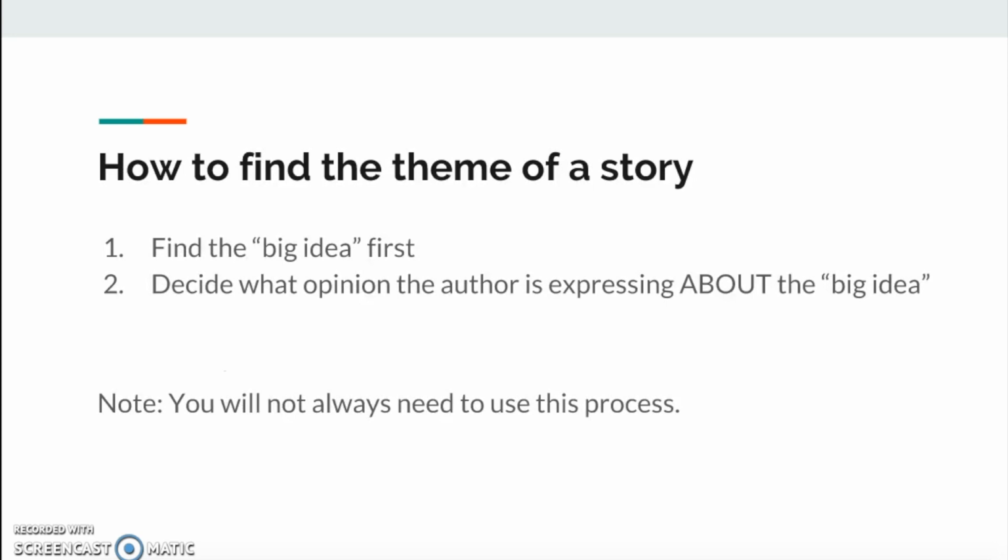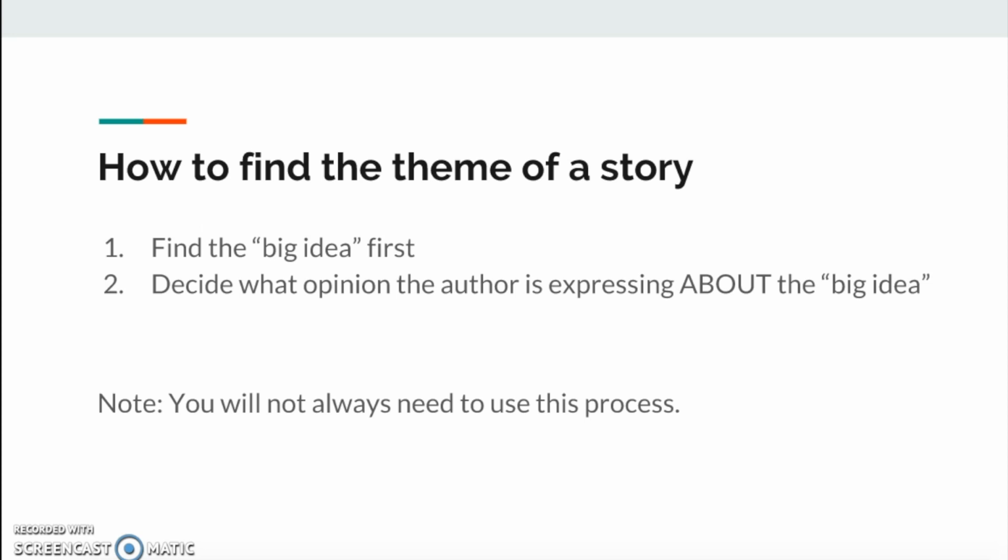So here's how you find the theme of a story. You think about what kind of big ideas are explored in the story. Is it love, revenge, sadness, success, any kind of big idea? And then you decide what opinion the author is expressing about the big idea. So are they saying that success comes after hard work? Or are they saying that success is unattainable?